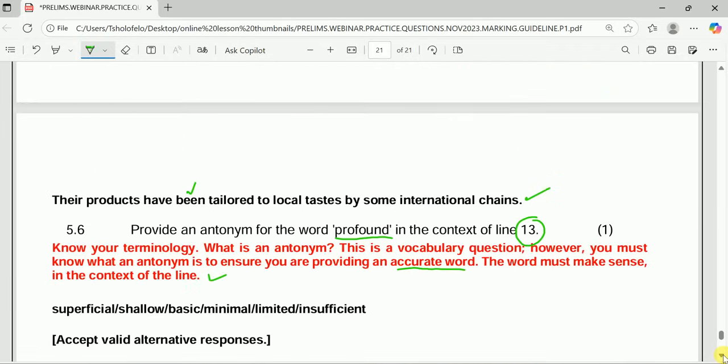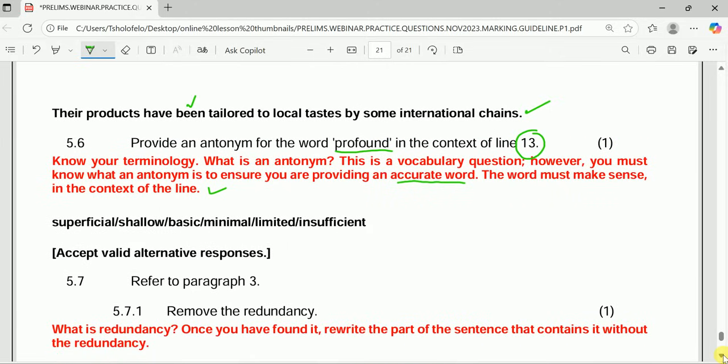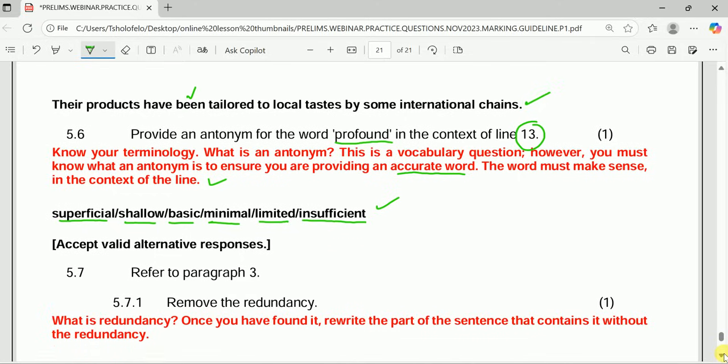And then we move along. Words such as superficial, shallow, basic, minimal, limited. Instead of saying a profound knowledge, you can say limited knowledge or even insufficient knowledge. So all of these are acceptable antonyms, and indeed they are correct for the context of the sentence. So please don't just change a word in isolation without rooting it to the context.